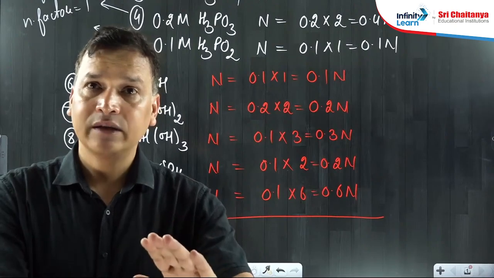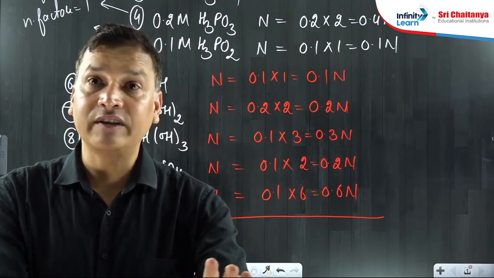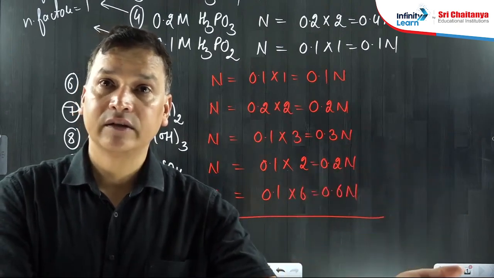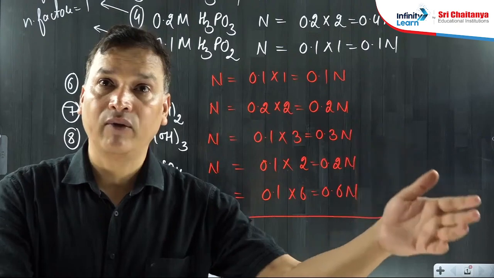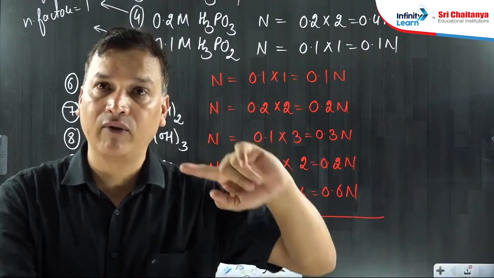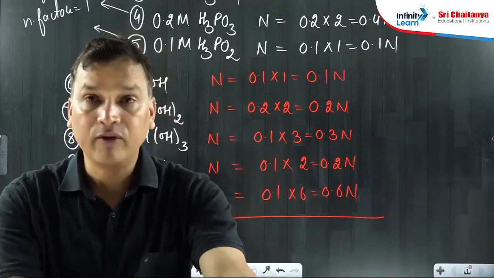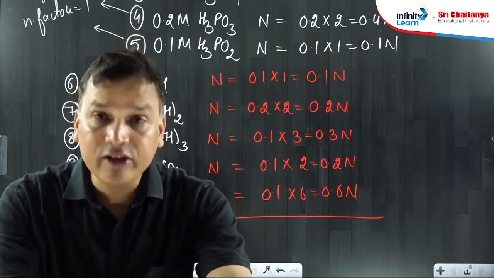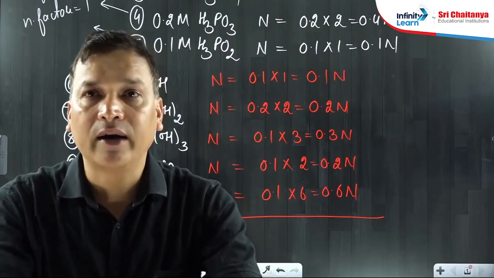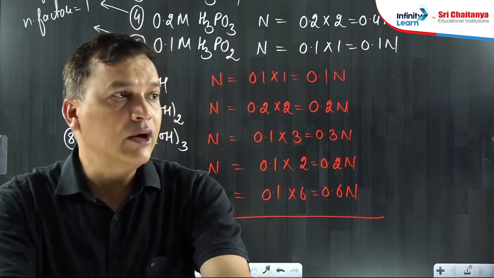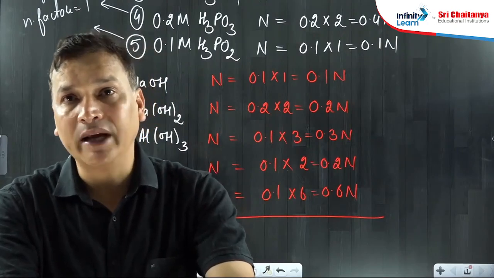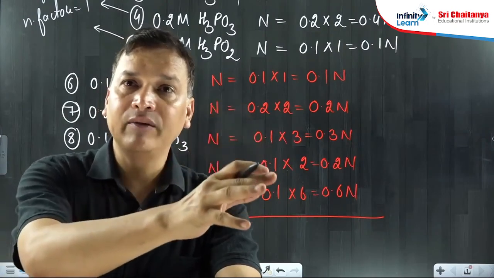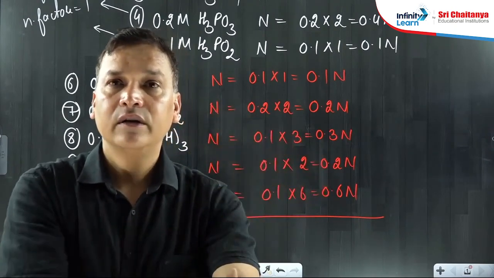So my dear students, now what are the uses of this n factor? I told you, number one, to calculate the number of gram equivalents. Number of moles into n factor is the number of gram equivalents. Confirm. Second is to calculate the equivalent weight. Equivalent weight is molar mass upon n factor. And number 3 is to calculate normality from the molarity. We are provided with the molarity, and if we multiply with the n factor, we will calculate its normality.